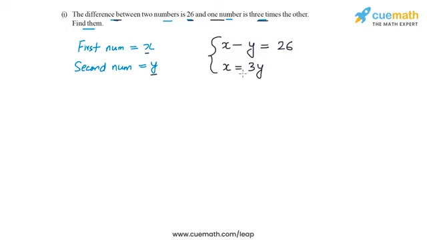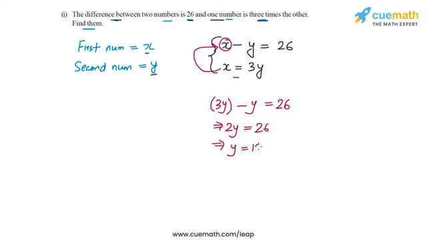So from the second equation, I have x equal to 3y. Let me substitute this into the first equation. The first equation is x minus y equal to 26. So instead of x, I write 3y. This is the substitution that I do. So 3y minus y is equal to 26, which means that 2y is equal to 26, or y is equal to 13. So we get y equal to 13, and then from the second equation we have x equal to 3y, which means that x is equal to 3 times 13, or 39.